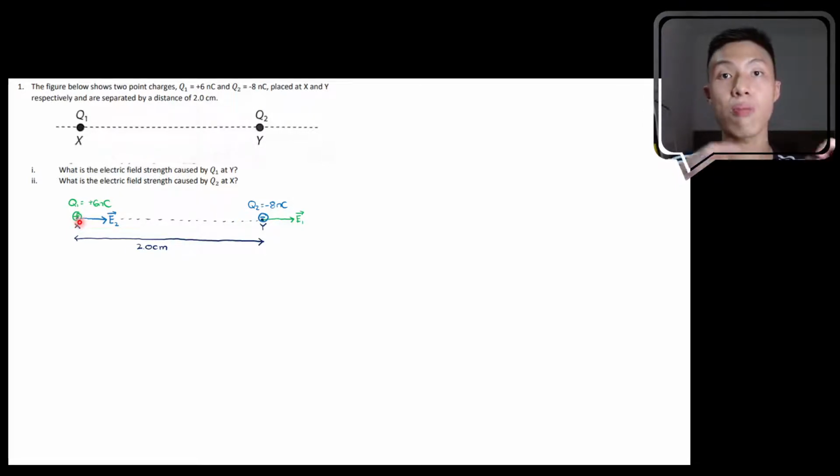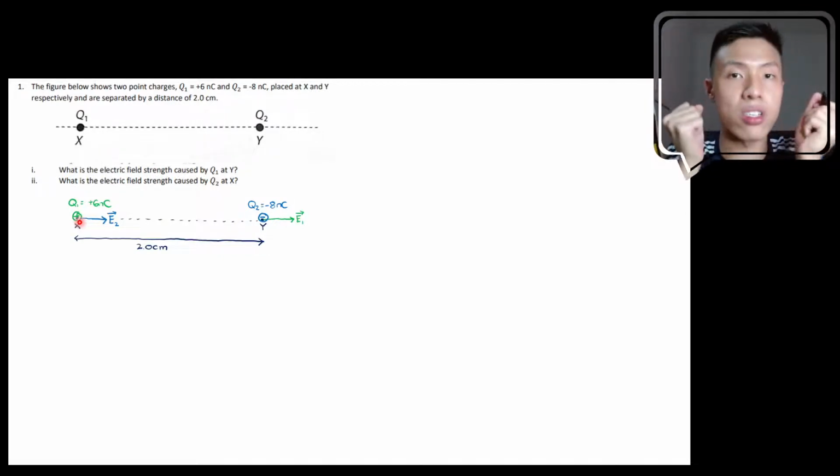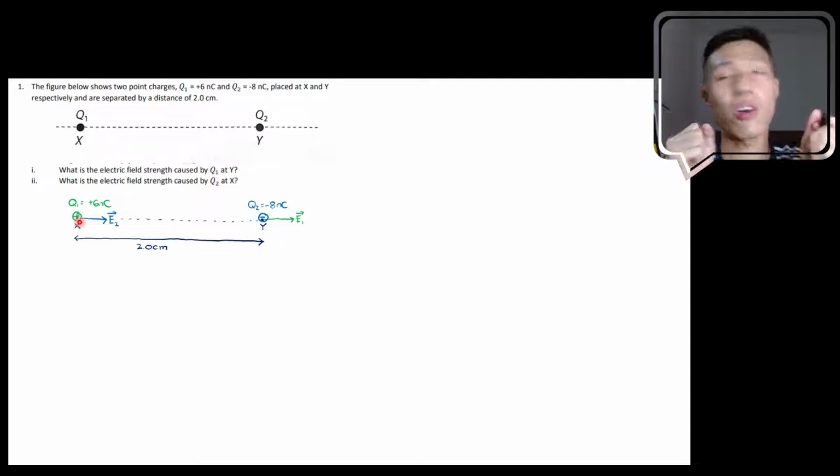You can only create an electric field around the point charge. You don't create an electric field directly at the position of the point charge. Or else the electric field will react with itself, then it will exert a force on itself, which doesn't make sense.